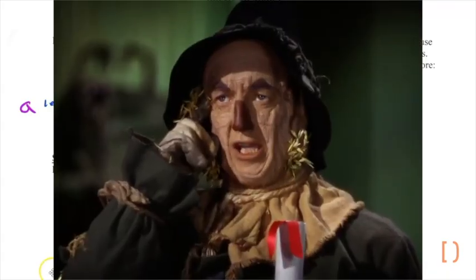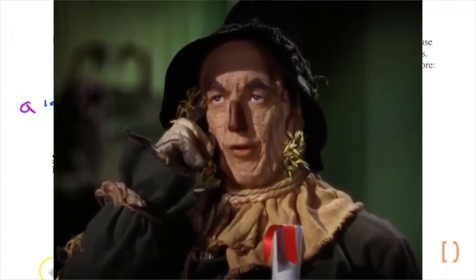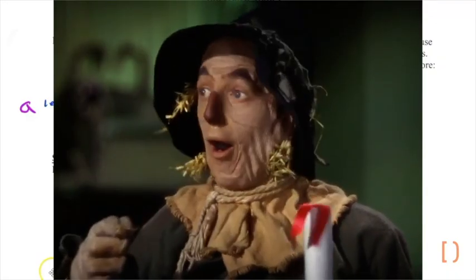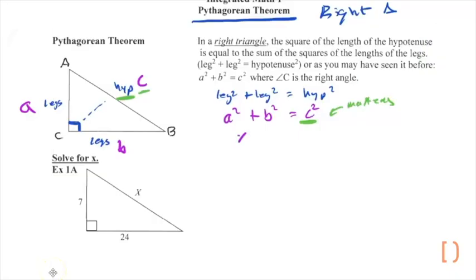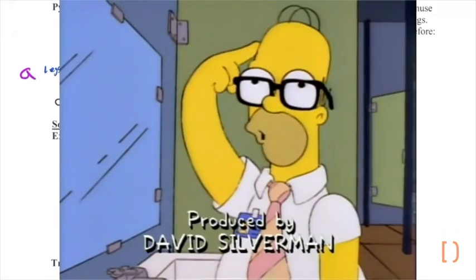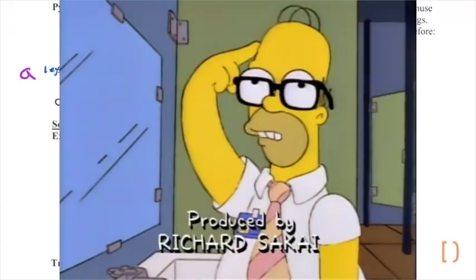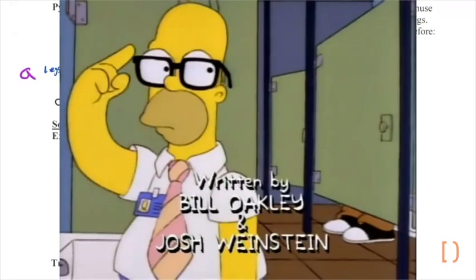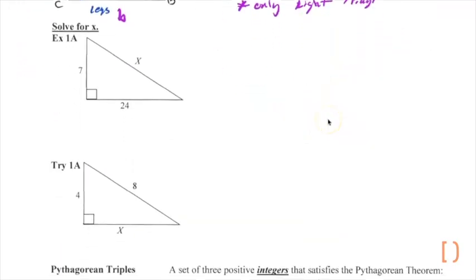I guess the only mistake you can make is that, again, it has to be only right triangles. That was a famous mistake in The Wizard of Oz. It has to be a right triangle. Okay, let's do an example then.